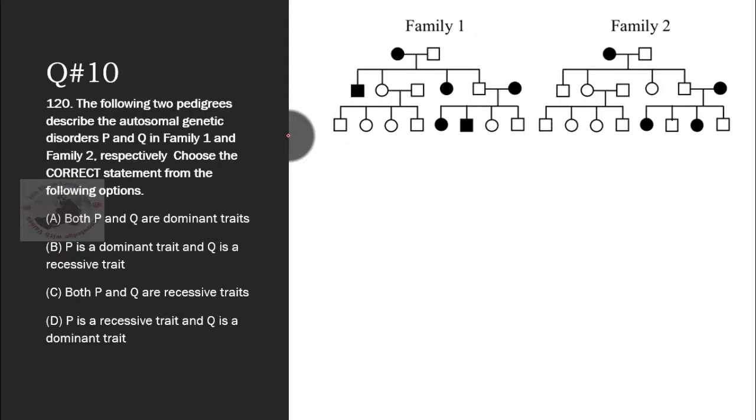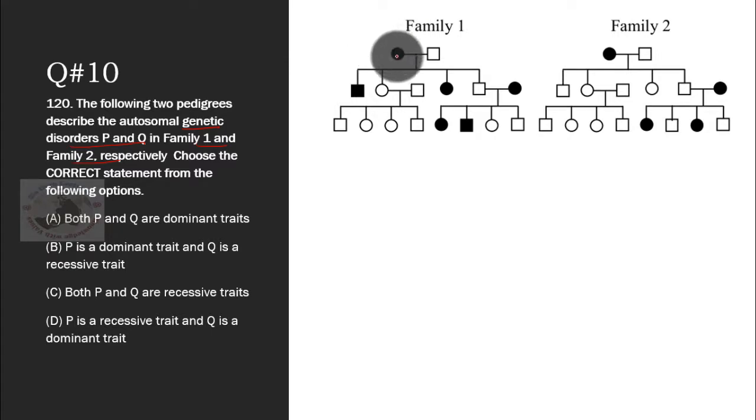Next, the following pedigree describes genetic disorders P and Q, in family 1 and family 2 respectively. Choose the correct statement. I hope you know the method. If they give it like this, we should always use capital A and small a to identify.